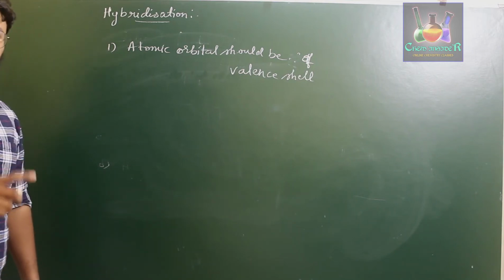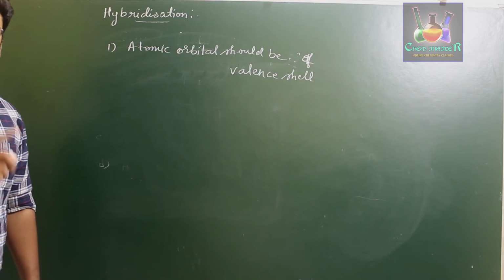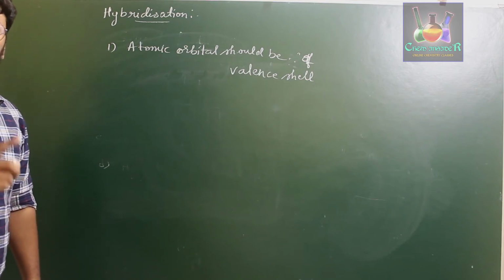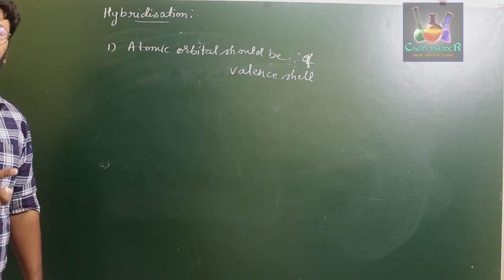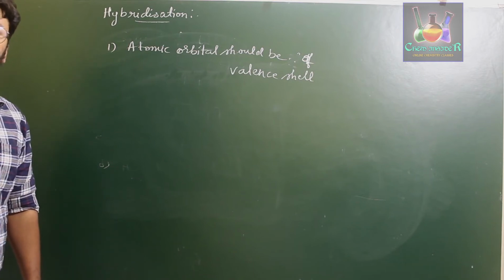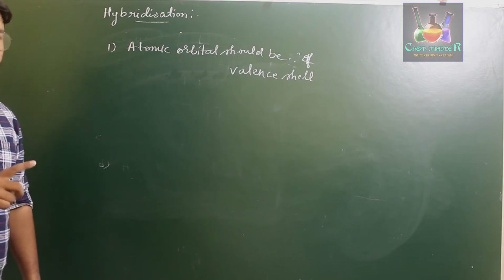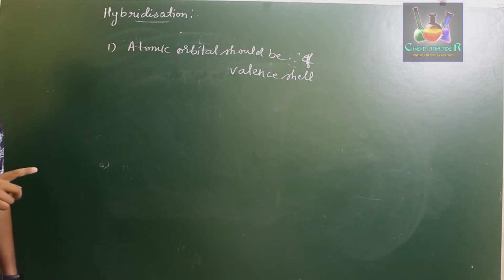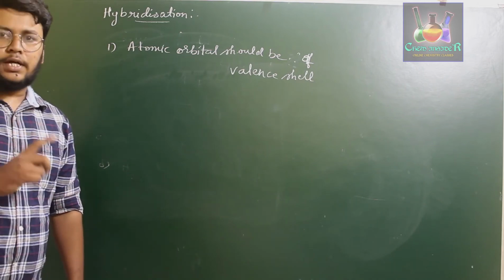If you consider the carbon atom, it has a 1s2, 2s2, 2p2 configuration, where hybridization takes place only from the 2s and 2p orbitals, but not the 1s orbital. So, atomic orbitals present in the valence shell will only be used for hybridization.